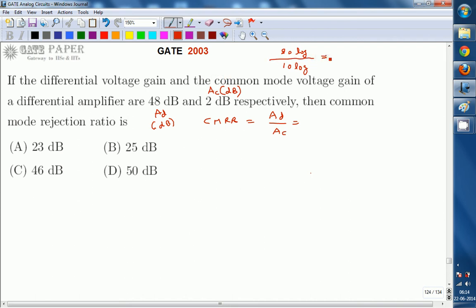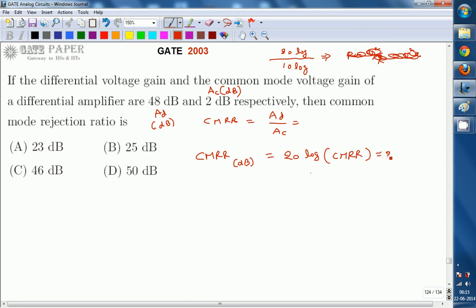Because power is nothing but V square by R or I square R, the square is what makes this 10 log become 20 log. Now CMRR is defined as AD by AC. Since it is a voltage gain ratio, to represent CMRR in decibels we must use 20 log. So I can write it like this.